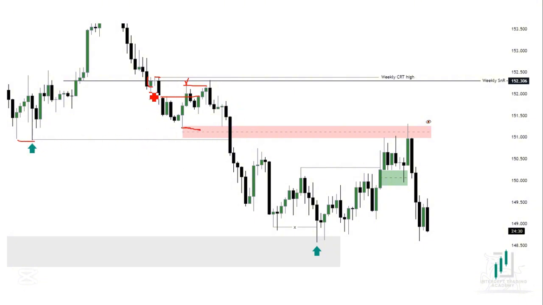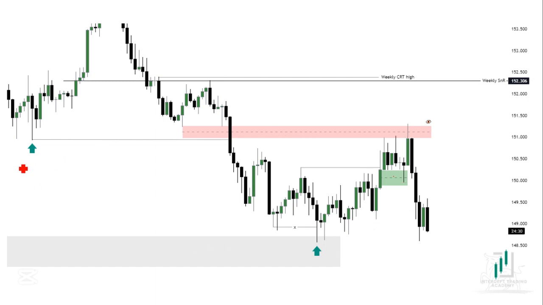So using the same concept, external range liquidity to internal range liquidity to external range liquidity, which was our lows. So even on this very first example that I showed you, you can see that the market moved from internal range liquidity to external range liquidity and hitting a weekly key level. Then it was drawn towards our external range liquidity, which was our newly created low.